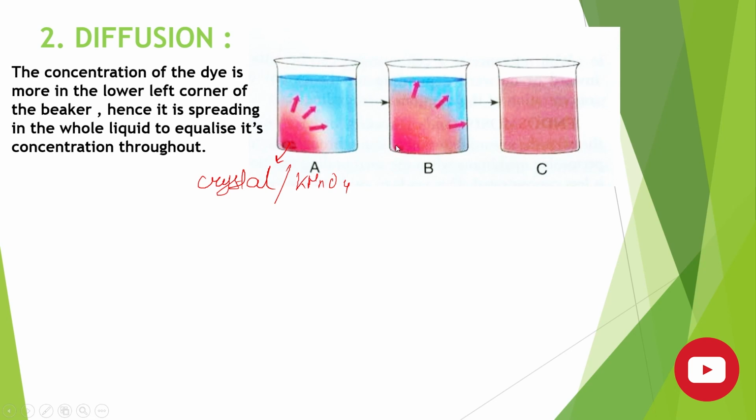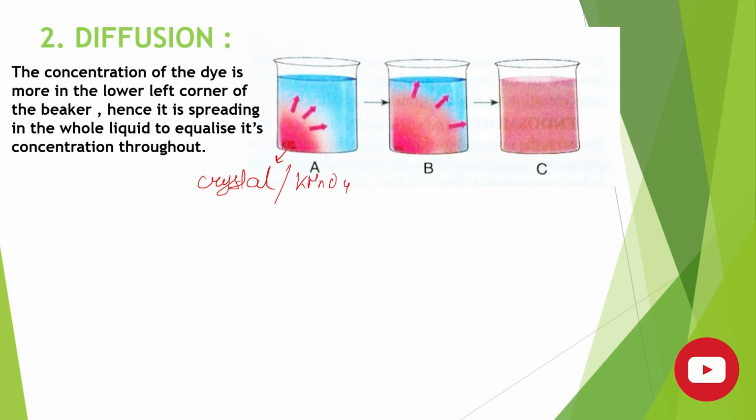After some time, we will see that the color of the potassium permanganate is spreading in the whole liquid. And after some time, we will see that the color has completely spread in the whole liquid, and the whole liquid has the same color. So what is happening here is the concentration of the dye is flowing from the region where it is more concentrated to the region where it is less concentrated.